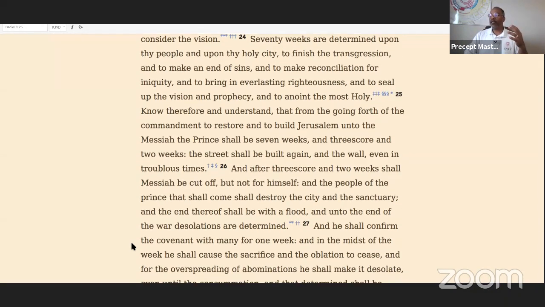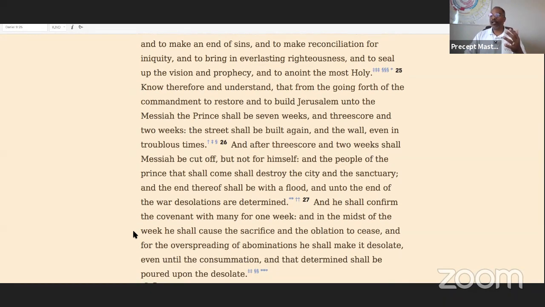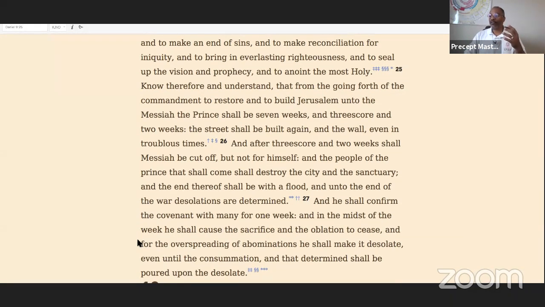And he shall confirm the covenant with many for 1 week. He's telling you clear. And in the midst of the week shall the sacrifice and oblation cease. So we know he died in the middle of the week. He died on Wednesday. But you have these silly preachers out there doing Good Friday, saying he died on Friday, got up on Sunday, and somehow they conjure up 3 days and 3 nights in the belly of the earth. How they do it, I don't know.